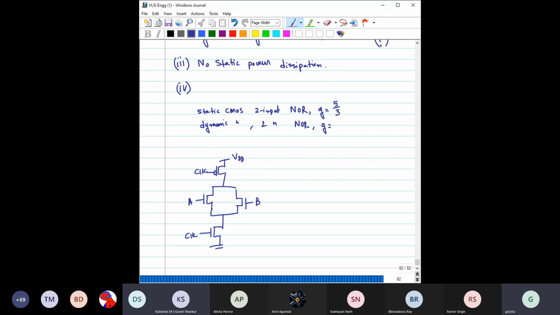Okay, how do you define logical effort? Sir, is it 2 by 3? It's 1 by 3. So here the input is only A, and for NOR, the transistor sizes should be 1 and 1. Okay. So that's why it's 1 by 3.